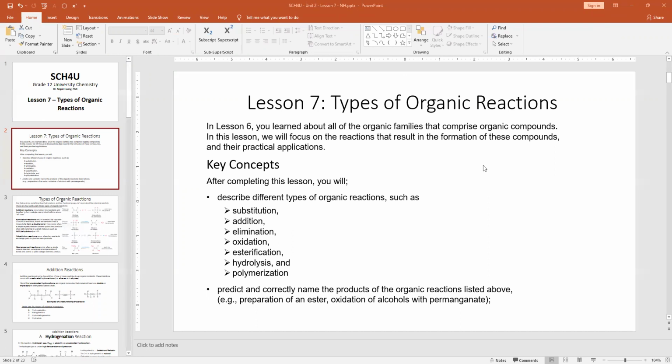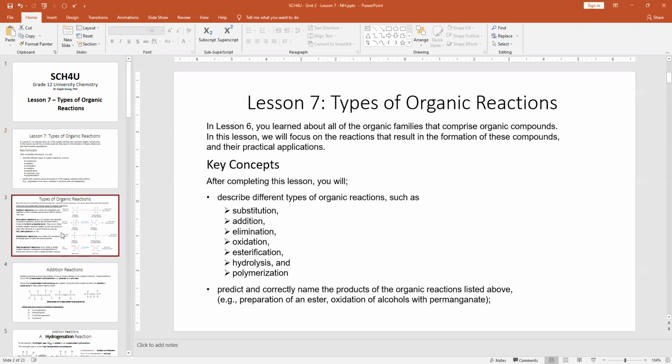In this lesson, I'll talk about a list of organic reactions that I have listed here: substitution, addition, elimination, oxidation, esterification, hydrolysis, and polymerization. And the goal of this lesson for you is to understand these different types of reactions, to be able to identify them, and to be able to predict and correctly name the types of products that come from these reactions.